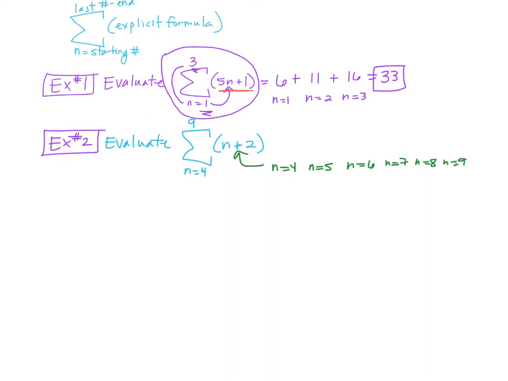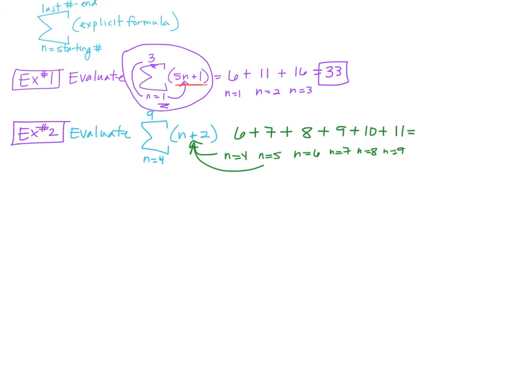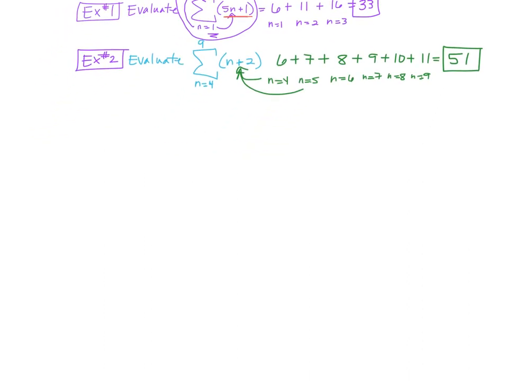So if I plug in 4, 4 plus 2 is 6, and it's summation, sum, we are adding. If I plug in 5 here, 5 plus 2 is 7, 6 plus 2 is 8, 7 plus 2 is 9, 8 plus 2 is 10, 9 plus 2 is 11. So we're adding all those numbers up, and again, you can just plug that into your calculator, and you get a sum of 51. Okay, so those are pretty straightforward, I would say. They do get a little bit fancier.